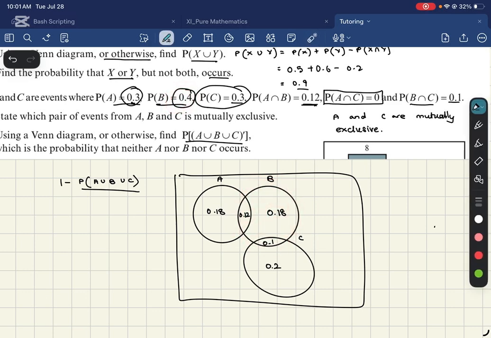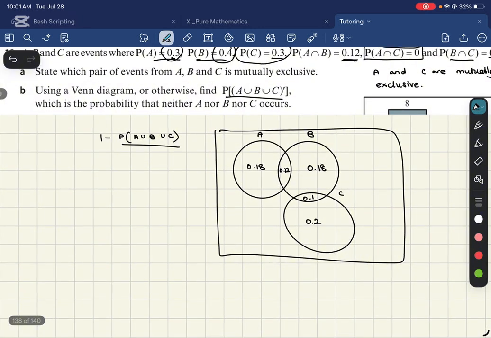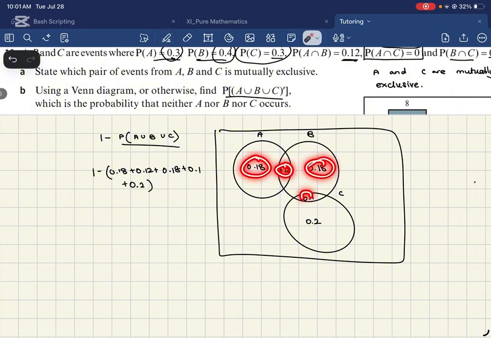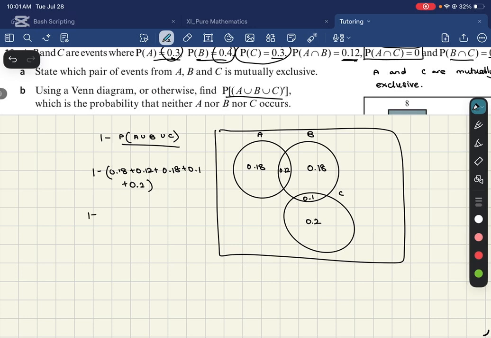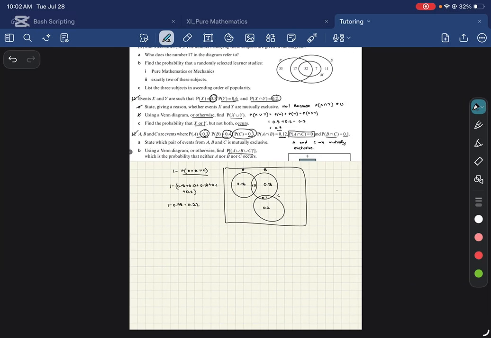All right. So from this, you can get A union B, right? A union B is 0.18 plus 0.12 plus 0.18 plus 0.1 plus 0.2. So you just add together the different regions. And if you do the final calculation, you get 0.78, so you get 0.22 again. So whichever way you find easier, you're free to choose it.